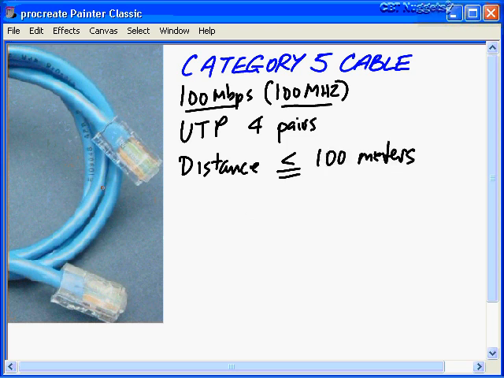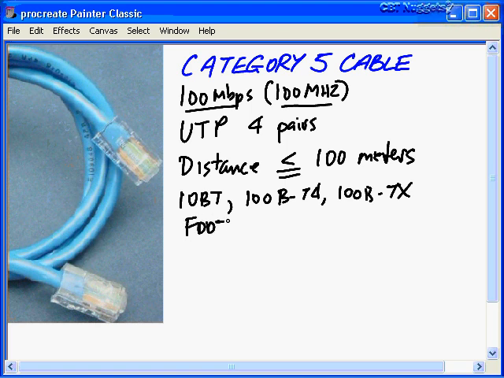And again, this should look familiar to you. It's the most common cabling used. This is used in 10 base T, so I'm just going to put 10 BT here. It's used in 100 base T4. It's also used with 100 base TX networks, fast Ethernet networks that we talked about earlier. You'll also see Category 5 cable used in FDDI implementations, also ATM communications as well, asynchronous transfer mode.